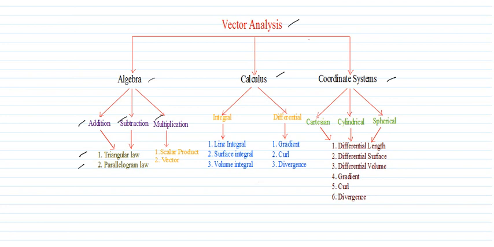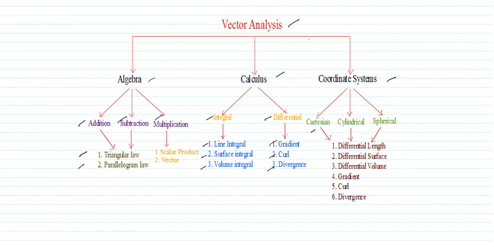When we move on to the calculus part, we have two things: one is the integral calculus and the other is the differential calculus. In the integral calculus, we have the line integral, surface integral, and volume integral, which represent the line, surface, and volume respectively. Similarly, in the differential calculus, the equivalents of the line integral, surface integral, and volume integral are the gradient, curl, and divergence.